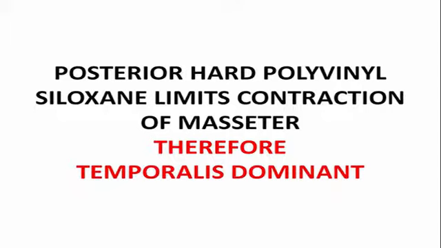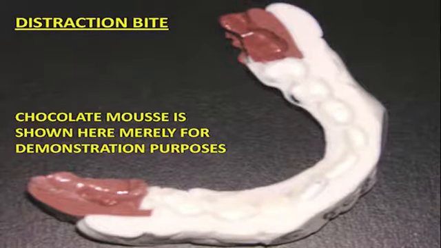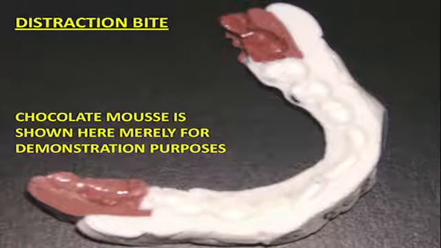The posterior hard polyvinyl siloxane limits contraction of the masseter, therefore temporalis dominant. So if we do it this way, the bite that we took on Jan, if you used, let's say, 2 different color materials, it would look like this, where you could use a chocolate mousse for demonstration purposes, and the chocolate mousse was the posterior bite. That's the bite we said was stronger, and then we filled it in here, facilitating. It was facilitated, and we filled it in there.